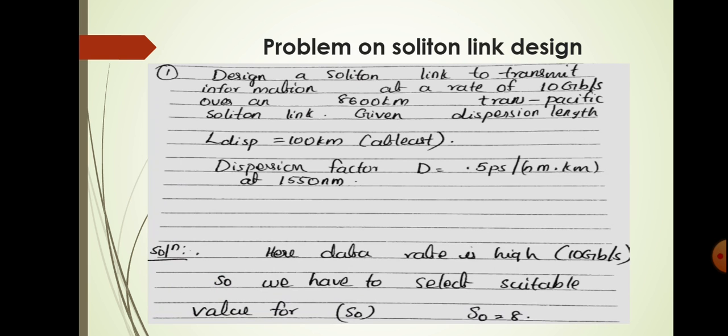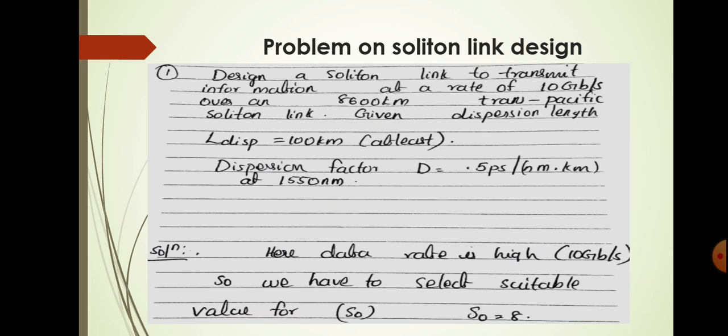Next, we can do a problem in soliton link design. The question is: design a soliton link to transmit information at a rate of 10 gigabits per second over an 8600 km trans-Pacific soliton link. Given the dispersion length, L dispersion, is equal to 100 km, which is the smallest value, and the dispersion factor D is equal to 0.5 picoseconds, at a wavelength of 1550 nanometer.